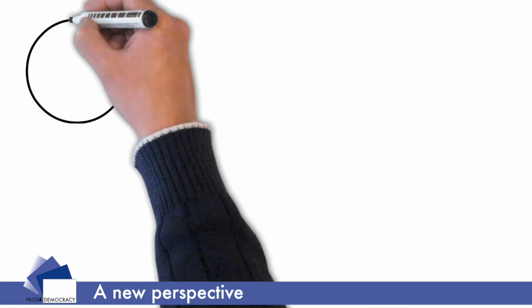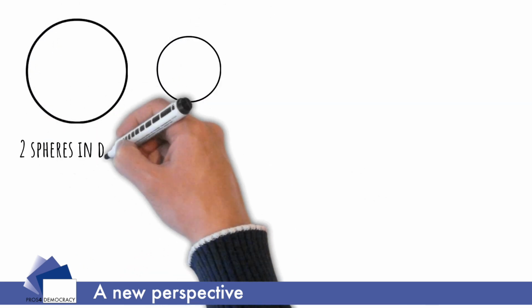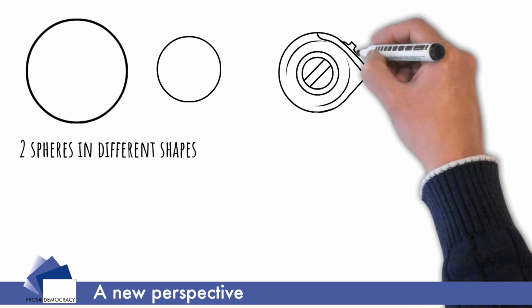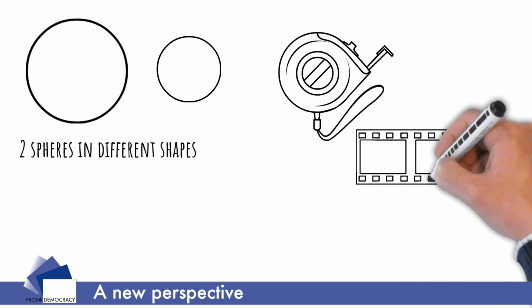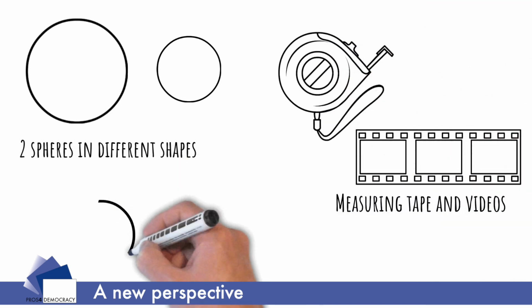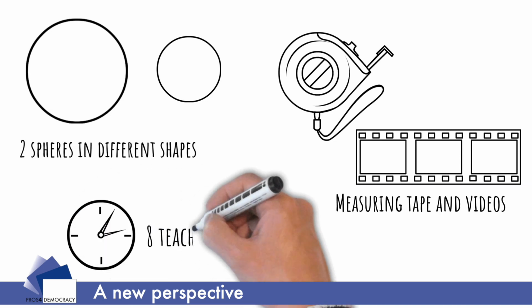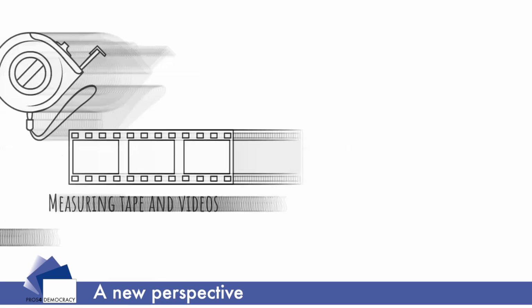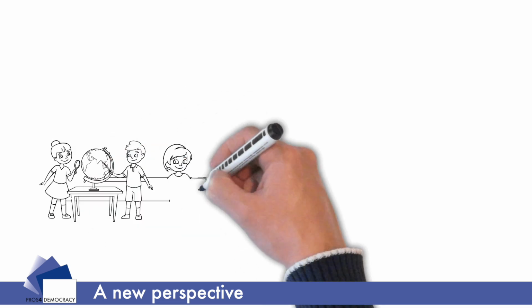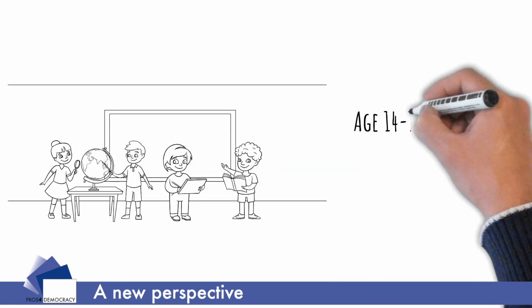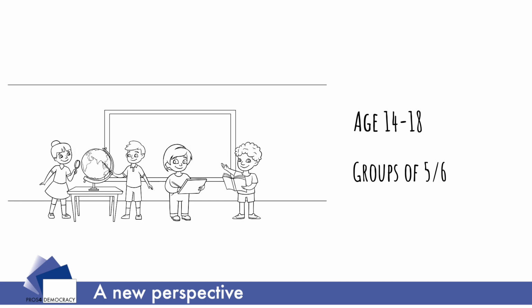You will need two model spheres per group, one around 30 centimeters diameter to represent the Earth and a smaller one to represent the Moon. You will need measuring tape and videos. The activity will take 8 teaching periods. The activity is for students aged 14 to 18 and can be done in groups of 5 to 6 students.